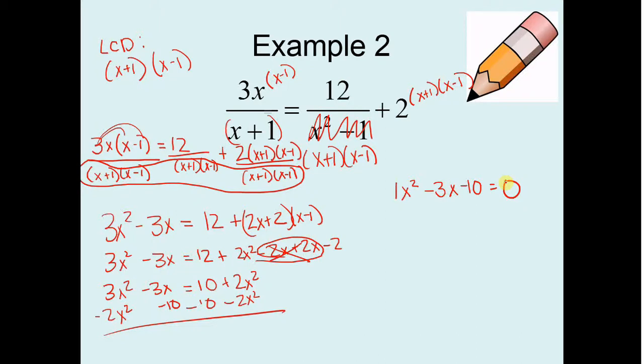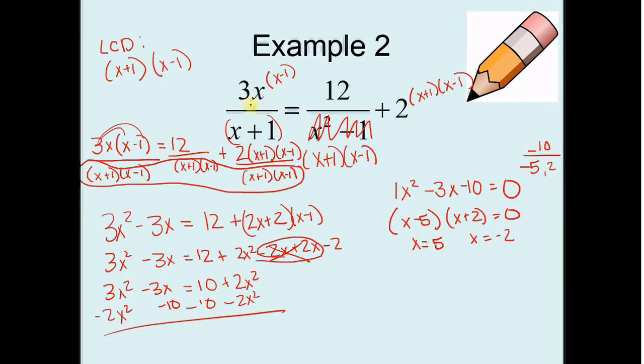Now, I need to factor this bad boy. So I have a negative 10. Let's think here. What two numbers multiply to give us negative 10? I think a negative 5 and a 2 will get me what I need, right? So I'll have x minus 5, x plus 2 equals 0. So x equals 5 or x equals negative 2. Let's check them both. Let's make sure they both work.